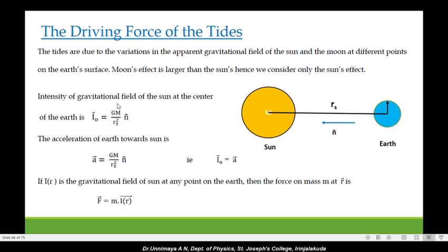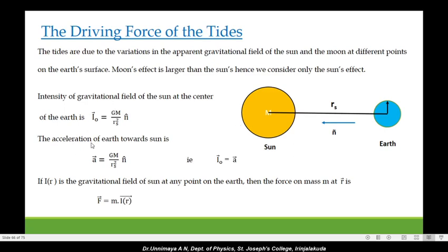So the intensity of gravitational field of sun at the center of earth is I0 is equal to GM by r square into n cap. N cap represents the direction of this gravitational field, that is towards sun. Okay, you know this expression. The intensity of gravitational field will be GM by r square. Gravitational force is G capital M, small m by r square. So here capital M represents the mass of the sun. Suppose small m be the mass of earth.